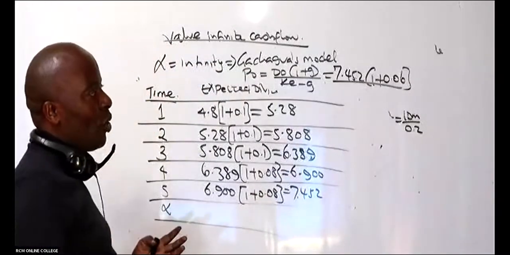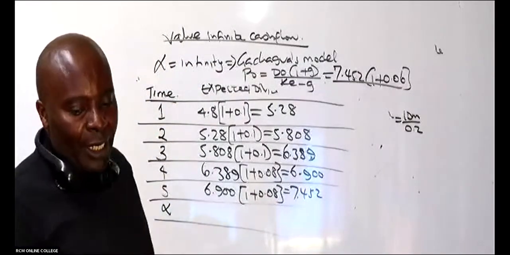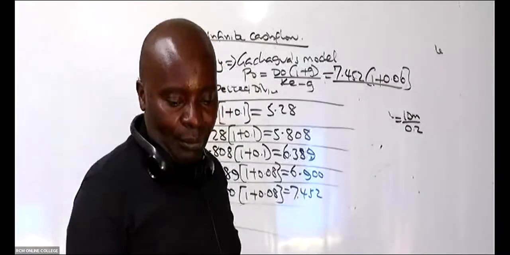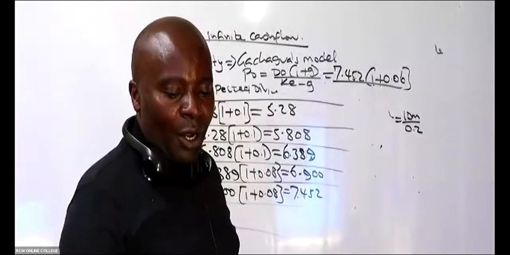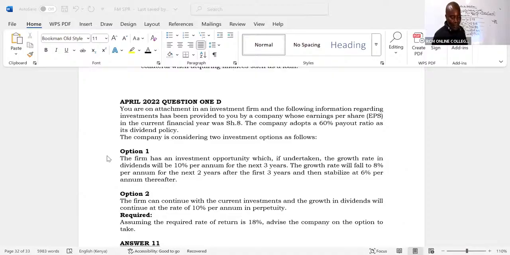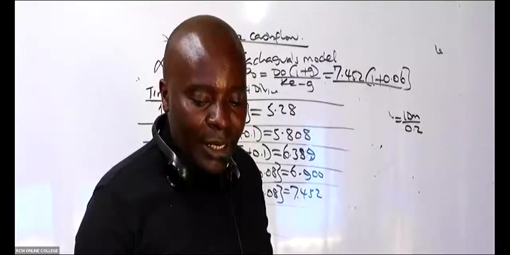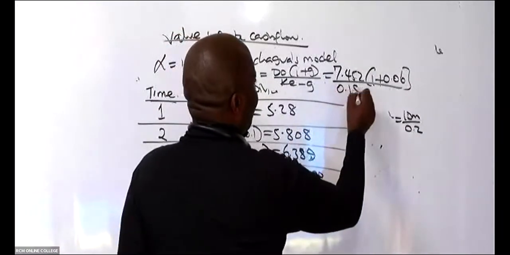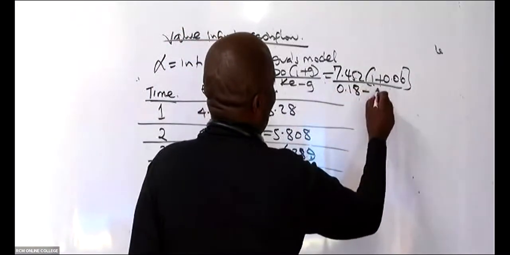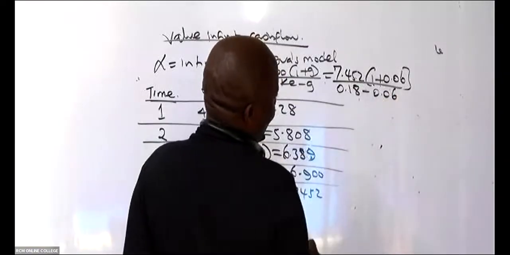Cost of equity or required return has been given by the examiner. Required return is the same as cost of capital. You can see here, assuming the required return is 18%, this is the cost of capital, the Ke. So in this case here, we have 0.18 minus our growth rate, which is perpetual, which is 0.06.